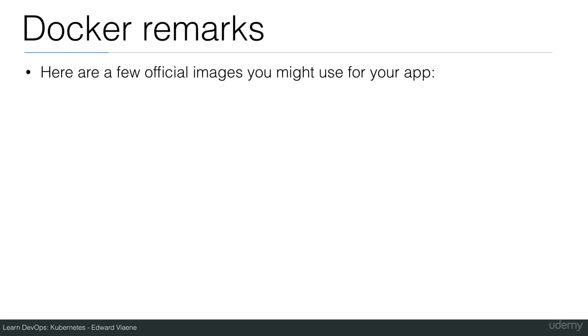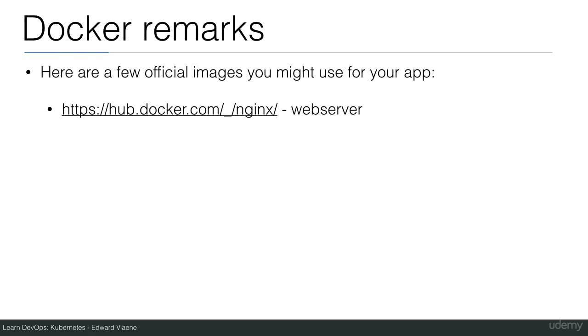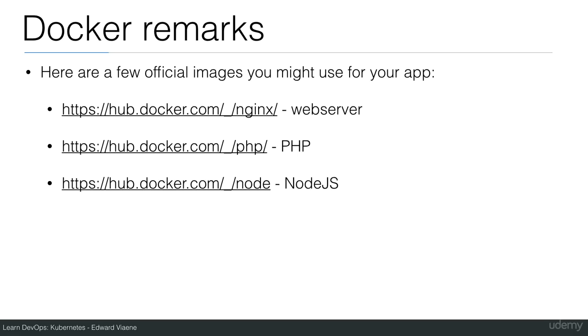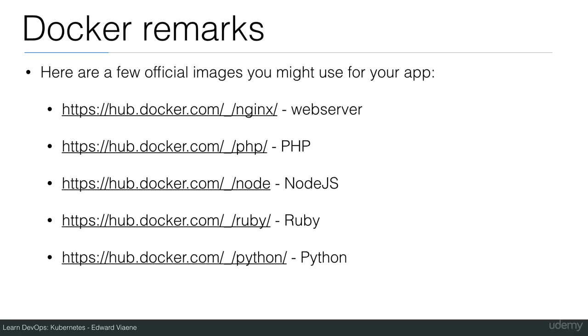Here are also a few official images you might want to use for your app. There is Nginx, which is a web server. You can use a PHP image. You can use a Node image, that's the one I used in the demo. You can use a Ruby image. You can use a Python image, or you can use a Java image. And there are many more that you can use to build your containers on hub.docker.com.